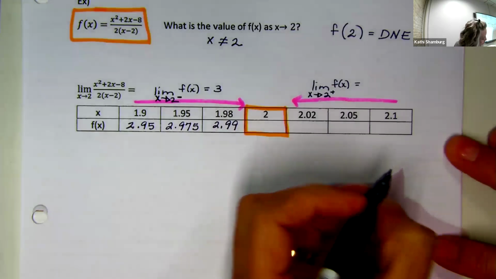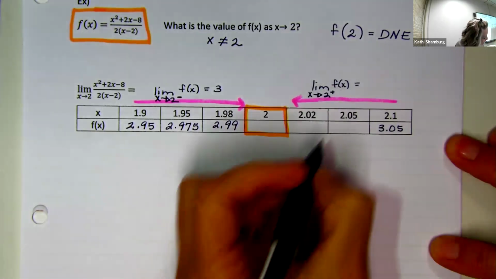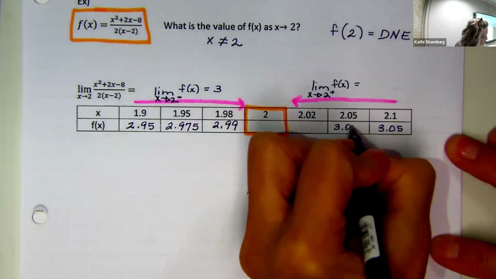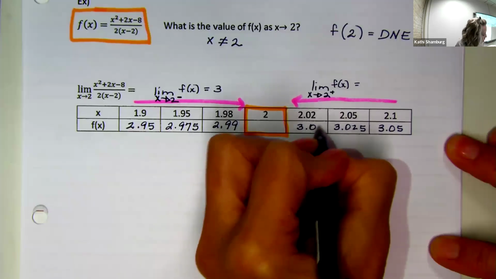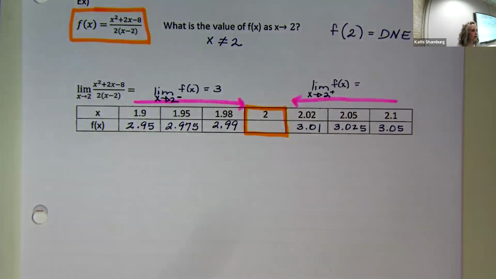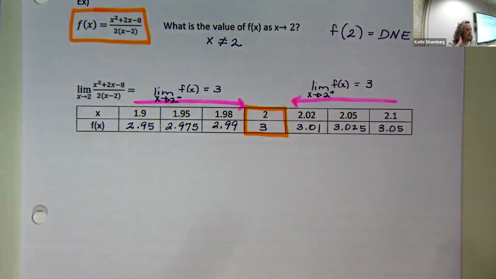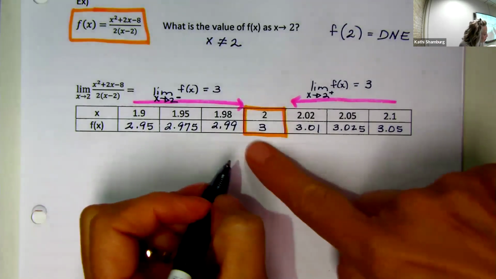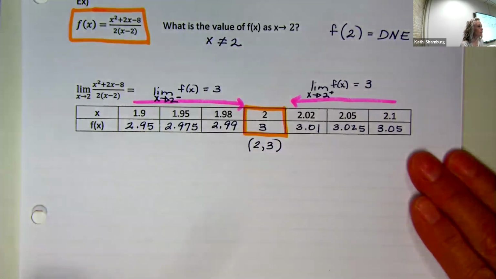Okay, starting at 2.1, it would give you 3.05, 3.025, and then 3.01. So what does this appear to be approaching? 3 as well. So I'm going to put a 3 here because from the left and the right, it is approaching the same number. Now, this represents an ordered pair 2, 3.